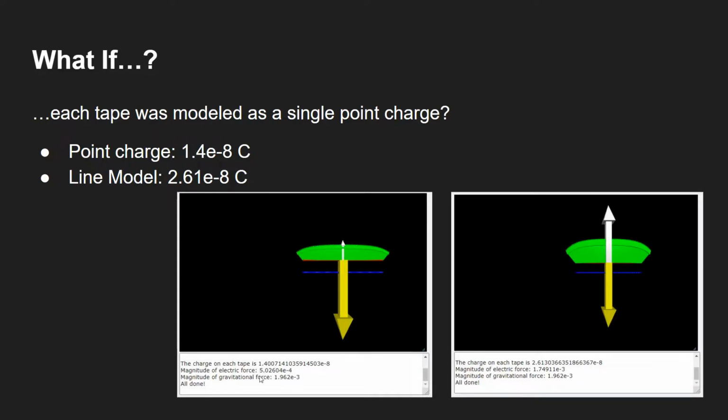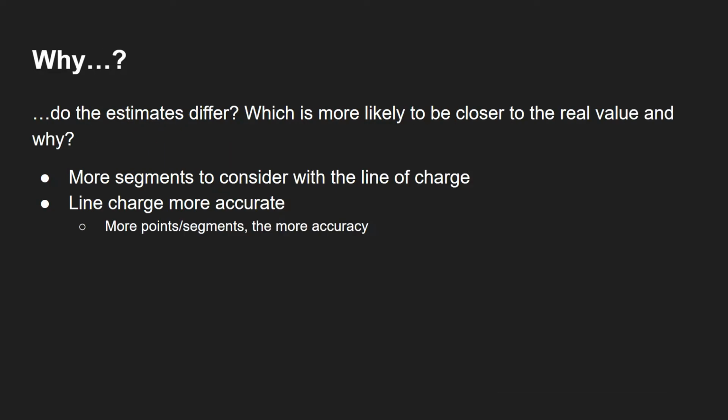As you can see, the magnitudes down here are drastically different, and you can see that visually with the arrow representations, where yellow is gravitational force. Comparing that to the line model, we get two more comparable measurements for the magnitudes of electric force and gravitational force, which is more what we want.